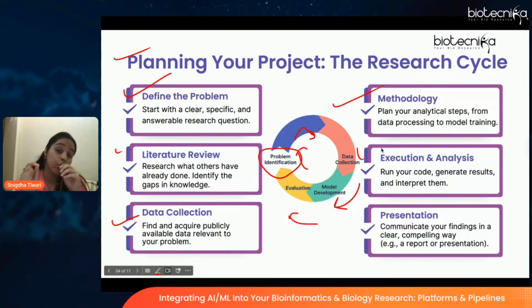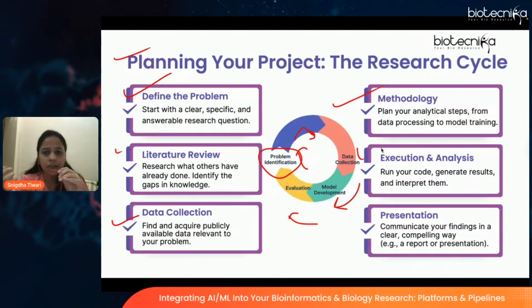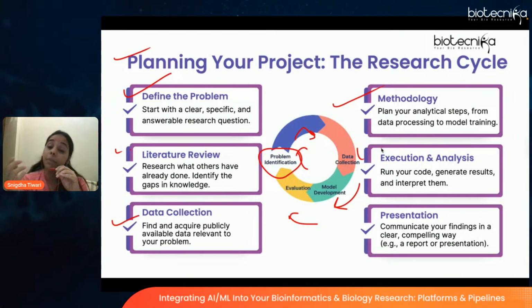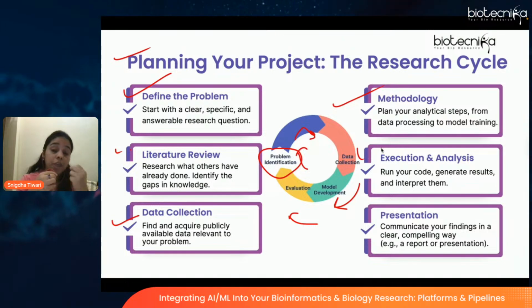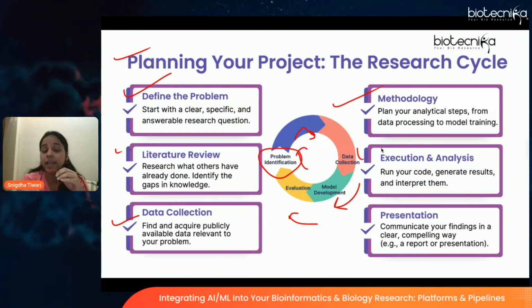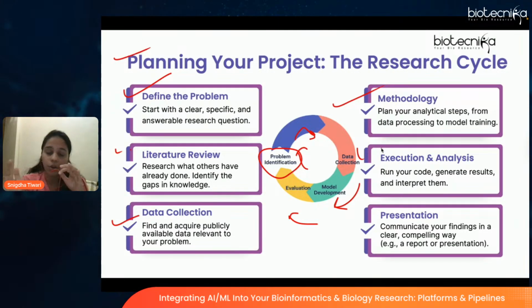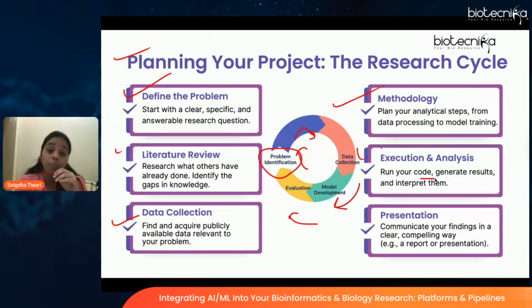Execute and analyze. After you develop your methodology, your protocol, and your pipelines, you know your endpoints and your objectives, so you go ahead and do the execution. Start with Jupyter, start with the basic pandas, numpy, the basics of Python. Maybe you can pick up R. Ma'am told us it is a very powerful tool for statistical analysis, and that is true. R actually gives you a good insight. Start with the basic ggplot and all of that. Execute and analyze: run your code, generate results, and interpret them.